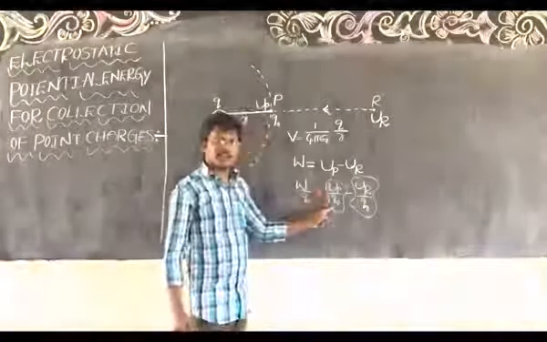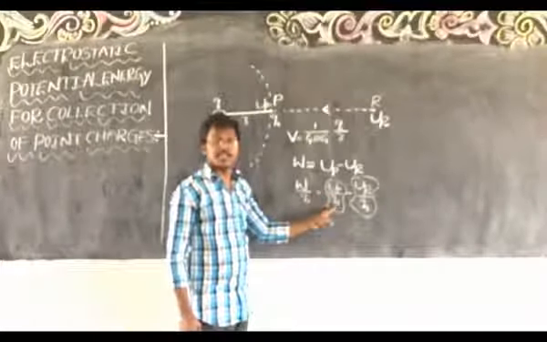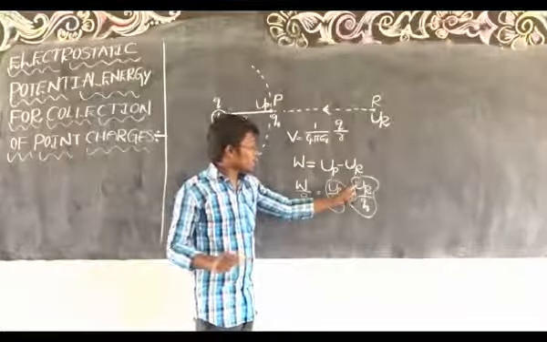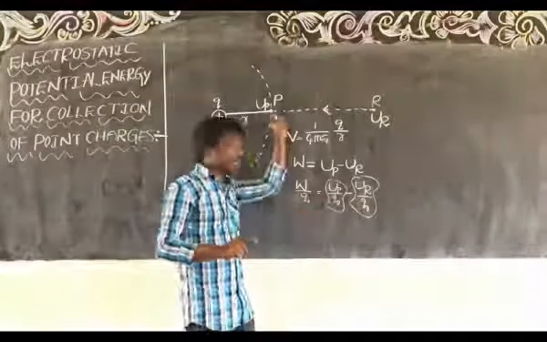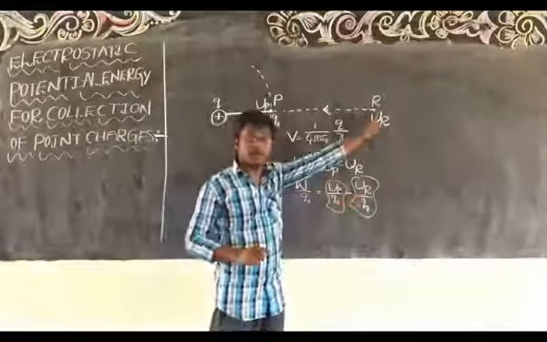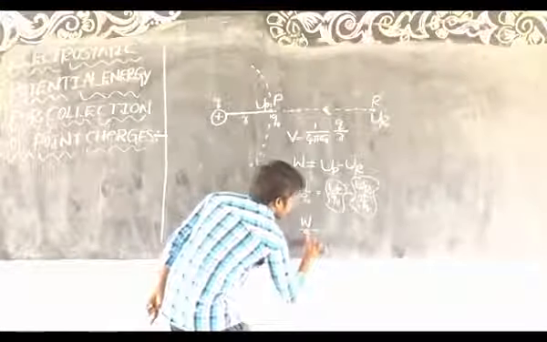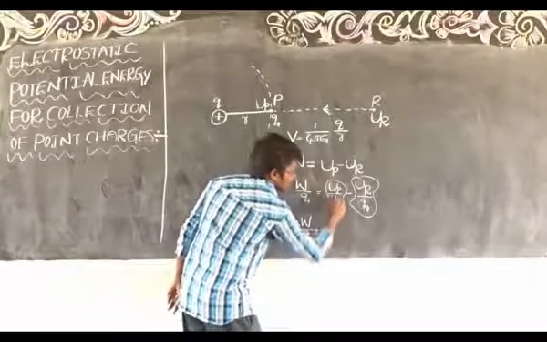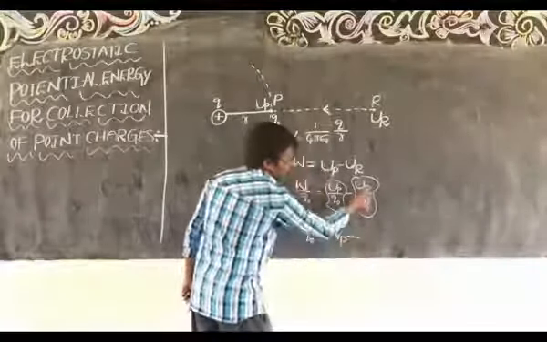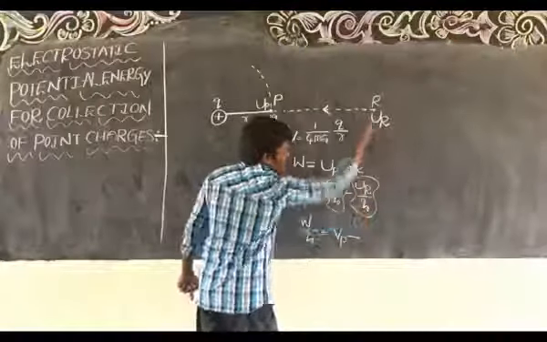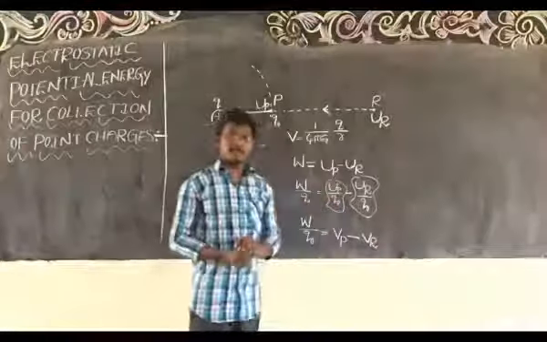Potential energy per unit charge. Electrostatic potential is potential energy per unit charge. This is at point P, and this is at point R. So work done per unit charge is equal to potential energy per test charge at point P minus potential energy per test charge at point R. What is that? Potential at R.